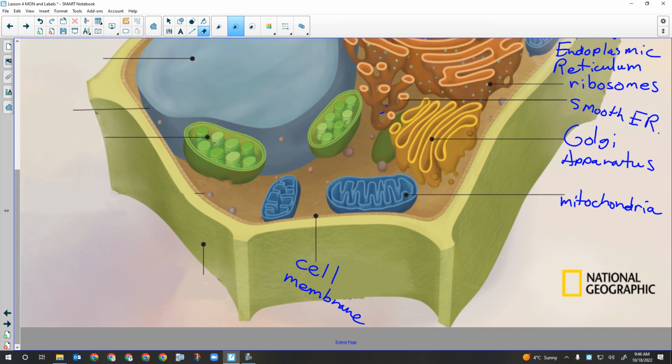What would the big green layer be? That's the cell wall. Okay, and we said that that's for supporting the cell. Okay, it doesn't protect the cell, it's just for support.